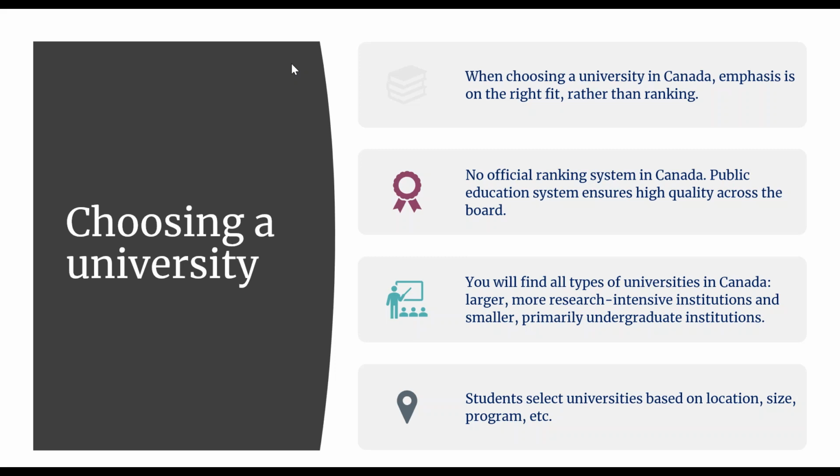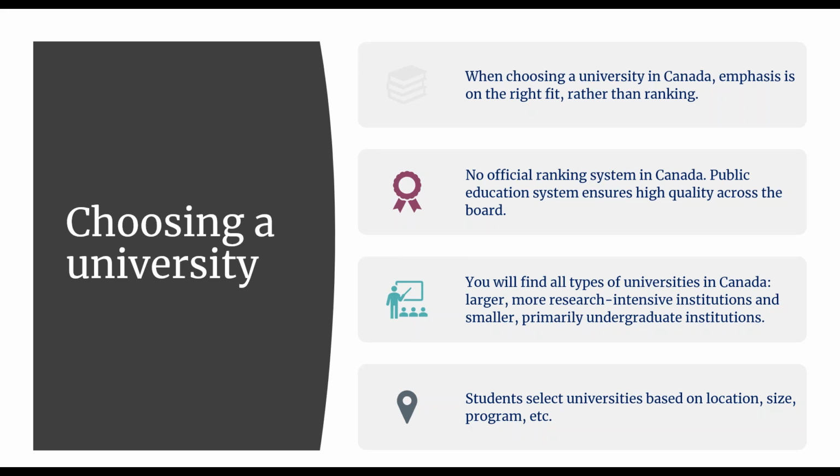But you've got a significant number of Canadian universities that are focusing much more on their responsibilities at the provincial level, or indeed focusing on undergraduate education. So there is no official ranking system in Canada. And because of how the provinces are running the system, we actually have high quality across the board. So the emphasis really is on the right fit rather than the ranking here.